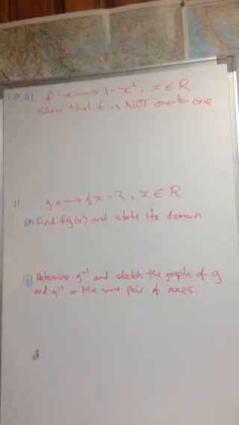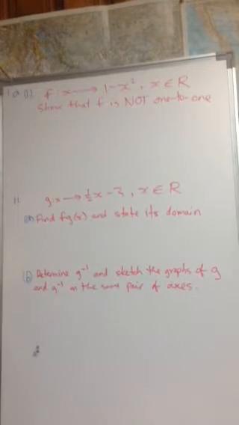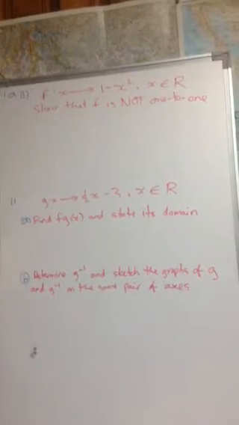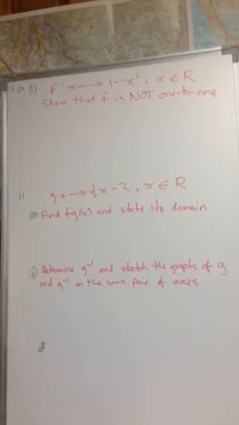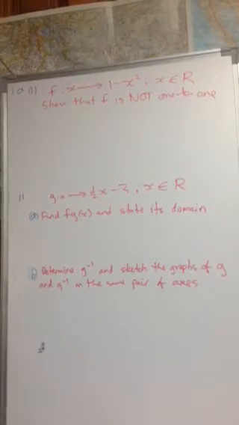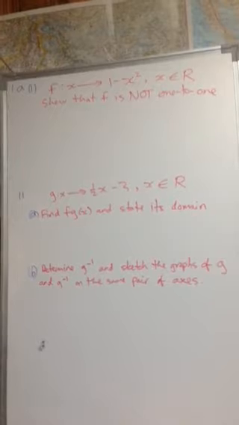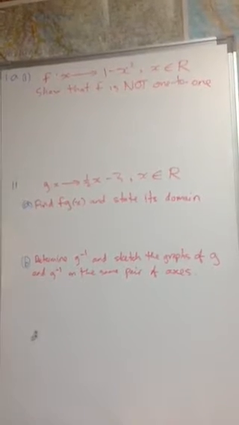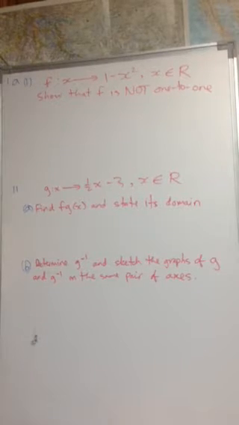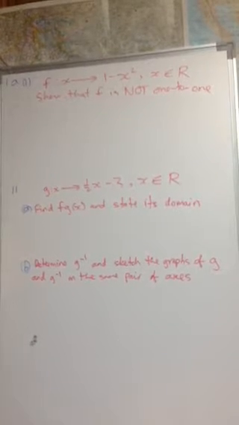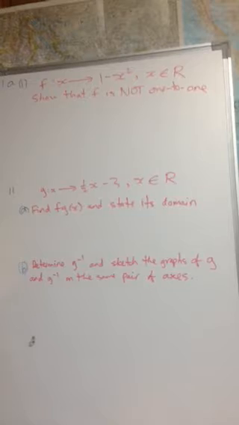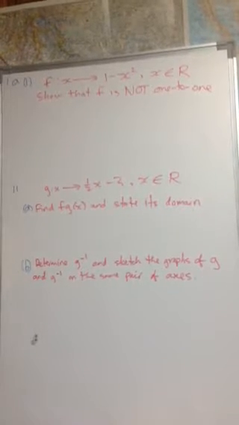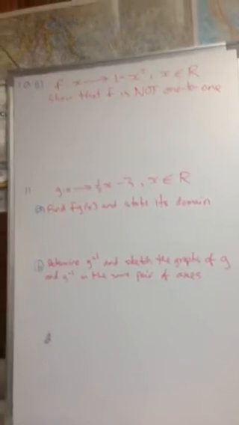We can do this in two ways. Now, a one-to-one function is a function such that every x in the domain goes to a different y in the range. In other words, we cannot have two different x's being mapped onto the same y. So to show that f is not one-to-one, we need to find two different x's that map to the same y.